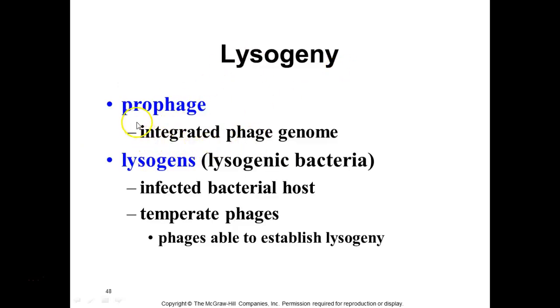So when it's integrated, it's referred to as a prophage. Lysogens are lysogenic bacteria. These are infected bacterial hosts that have a temperate phage inside them, right? And can go into lysogeny, where it's just staying inside the cell.